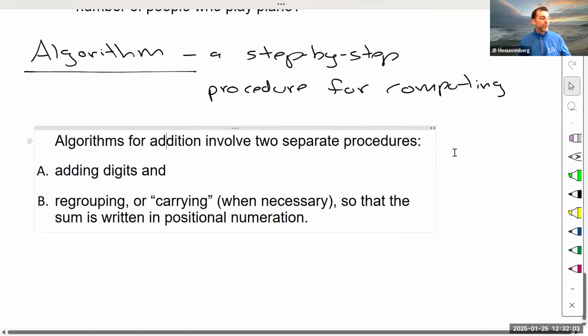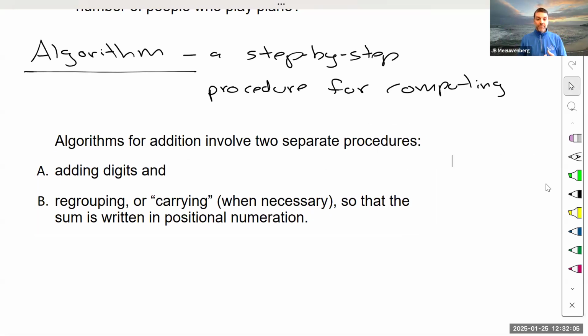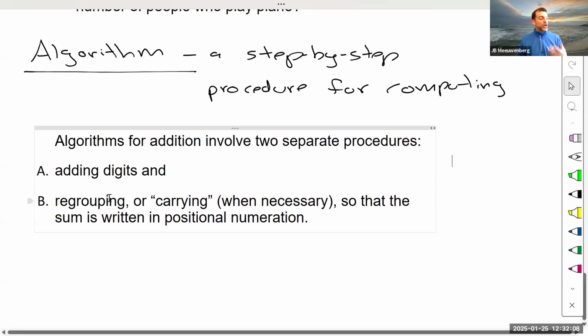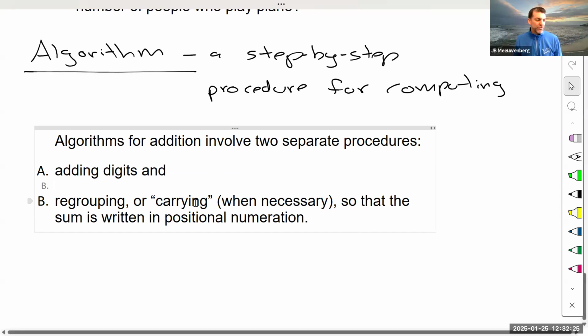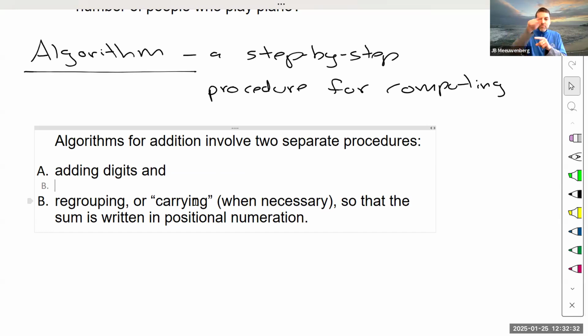Now, addition historically, you could state that the algorithm for addition looks something like this. The algorithms for addition involve 2 separate procedures: A, adding digits, and B, regrouping or carrying when necessary so that the sum is written in positional numeration. That's like the addition that you learned way back in elementary school, probably, where you stack numbers on top of each other. We use the word carrying a lot of the time, and that probably originated from a time when actual physical chips were moved and carried to the next column. Maybe you're using base 10 numbers.